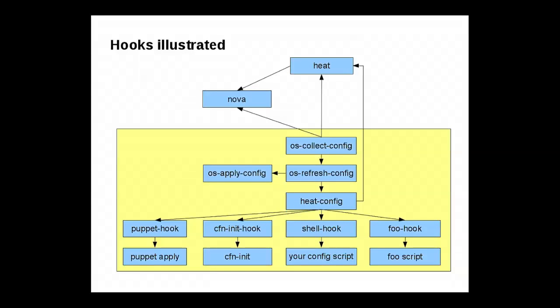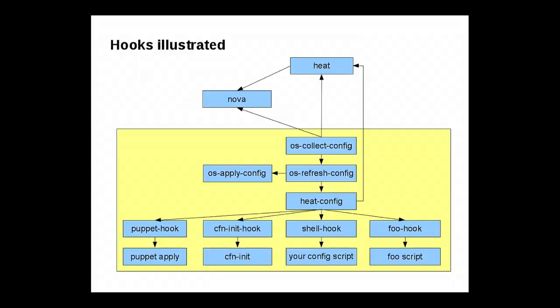So here's the software stack that needs to be installed on the server for this to work currently. So these first three tools came from the TripleO project. OS Collect Config is an agent which polls for metadata from a number of sources, like the Nova metadata service.